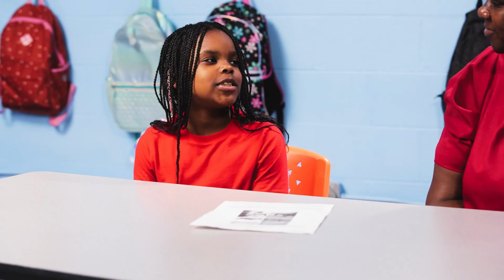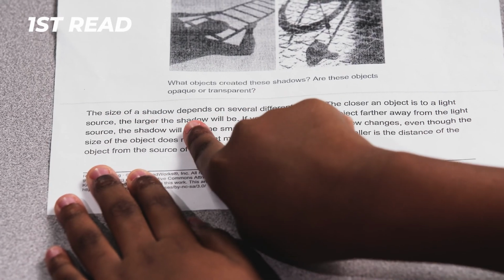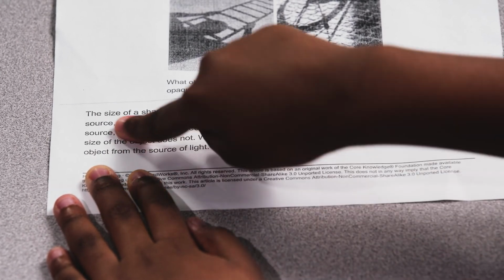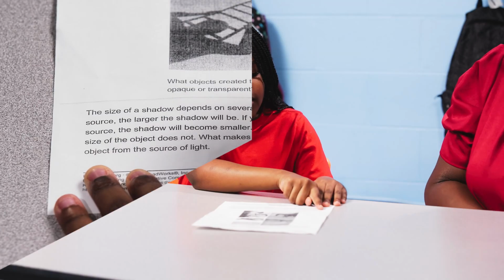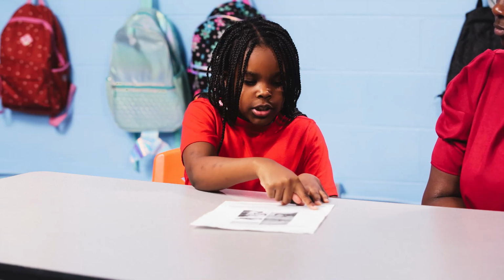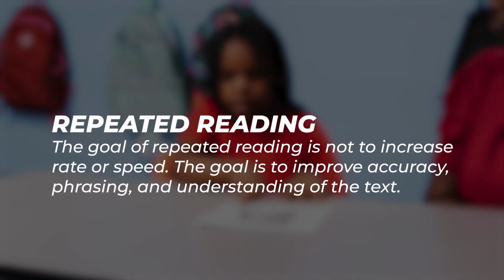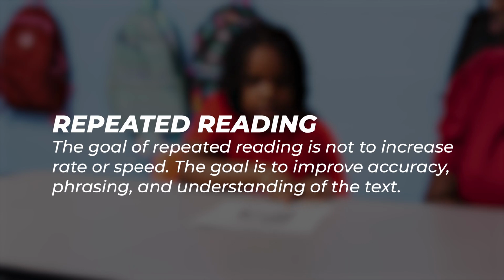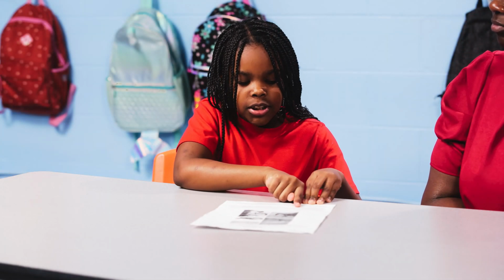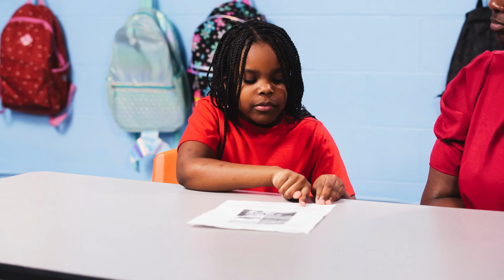We've been reading about shadows in class, so may I read it to you again? Sure. The size of a shadow depends on several different things. The closer an object is to a light source, the larger the shadow will be. The size of a shadow depends on several different things. The closer an object is to a light source, the larger the shadow will be. If you move the same object further away from the light source, the shadow will become smaller, so the size of the shadow changes, even though the size of the object does not. What makes the shadow larger or smaller is the distance of the object from the source of light.